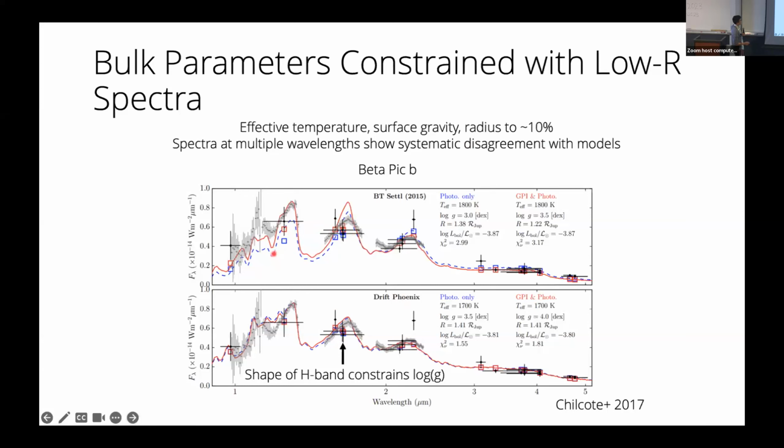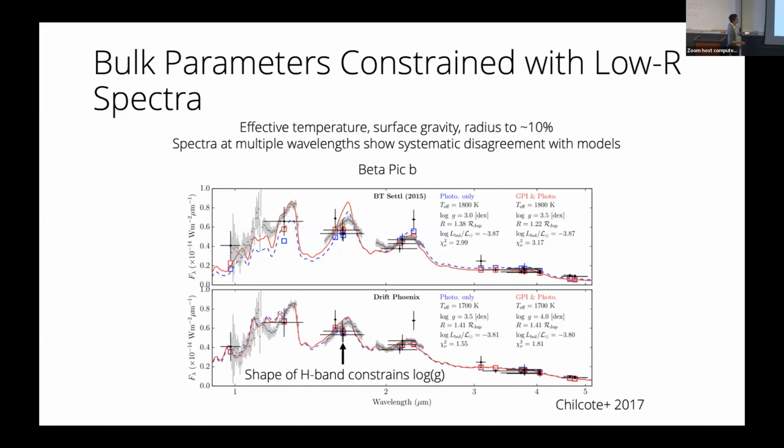So here is Beta Pictoris b, one of the planets you saw previously. These are the IFS spectra of the planet, and then in the blue and the red are model fits. And you'll notice that the models don't always fit very well, which is probably a common theme of this entire workshop. And what we found is that once we started obtaining these low resolution spectra at multiple wavelengths, these data show systematic disagreements with models, especially in how bright things peak in the J band relative to the H band and things like that. And getting this right is very difficult. So that's some stuff we're still working on.